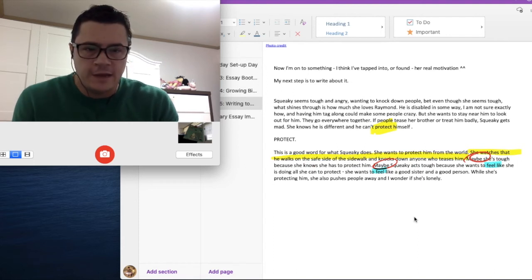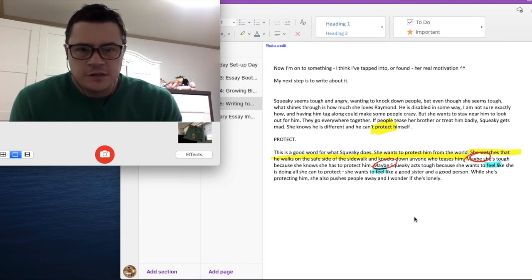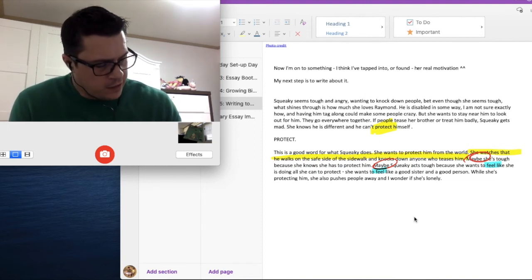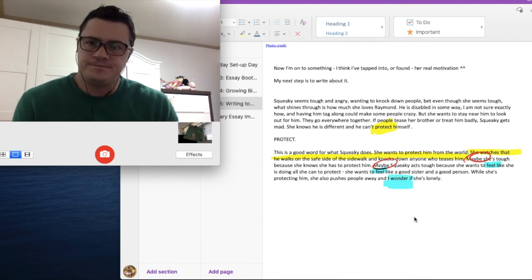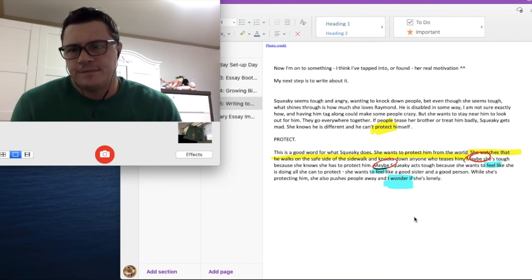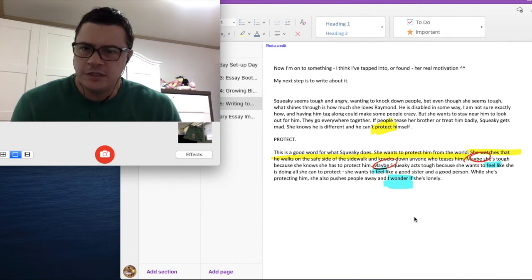Okay, so I end this with another idea. She also pushes people away, and I wonder if she's lonely. Right, so I've got wonder in here. So I wonder, maybe pushing all these people away and being so tough, I wonder how that affects Squeaky. Like maybe she's lonely. Maybe she has difficulty making friends because she's always protecting her brother and acting real tough.